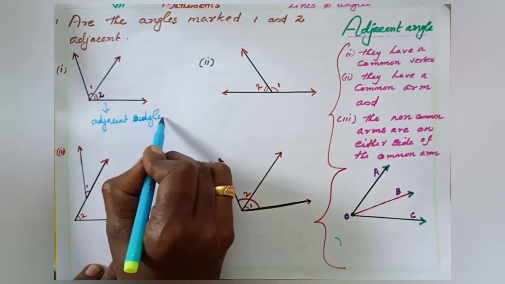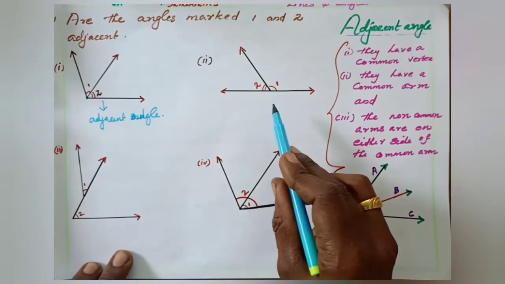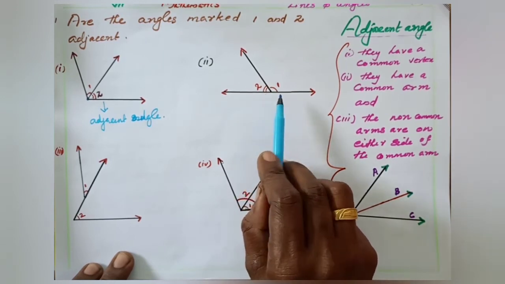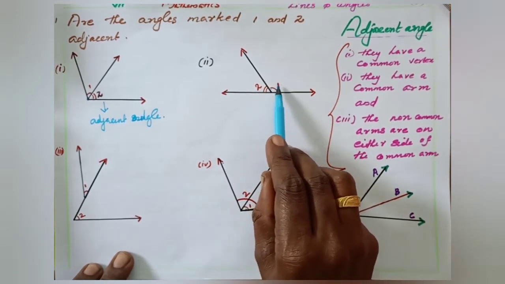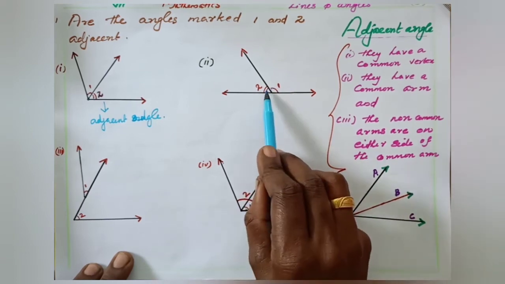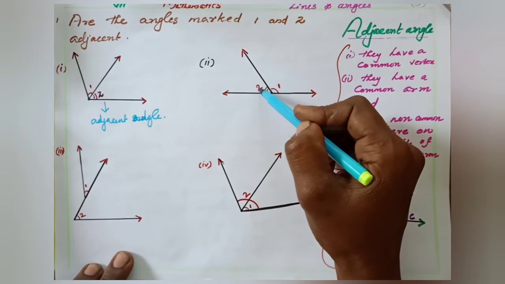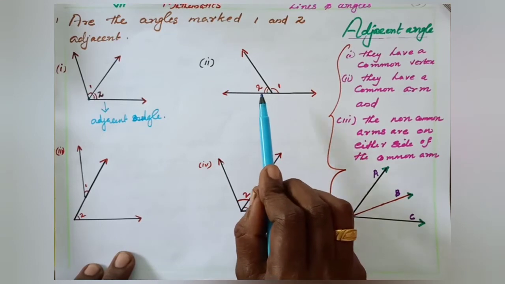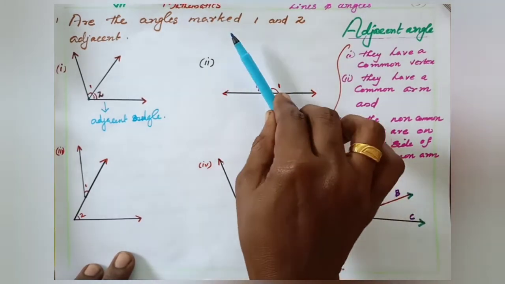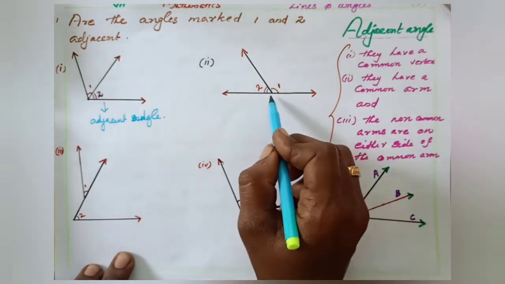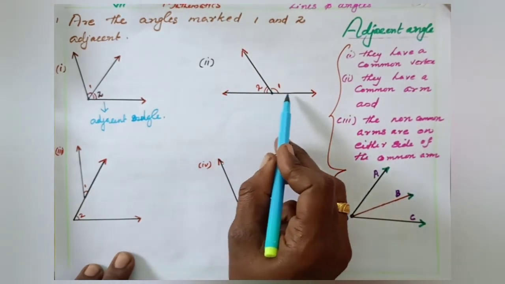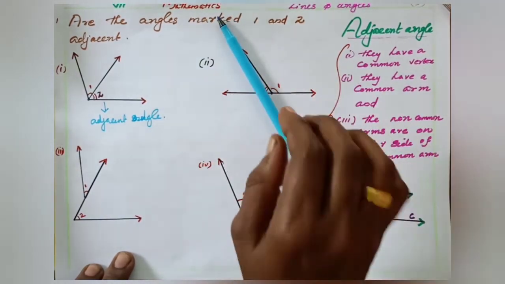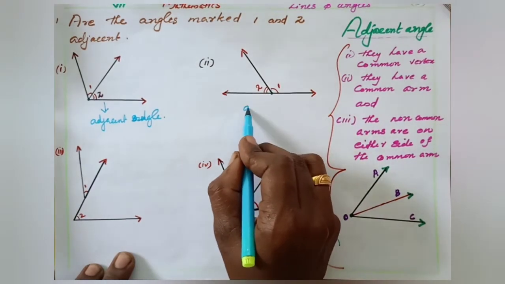Then listen to this question. Second, see this question. Here given 1 means this is the first angle, and 2 represents the second angle. So this is a pair of angles. Are these adjacent or not? This has a common arm, common vertex, and non-common arms are either side of the common arm. So this is also an adjacent angle.